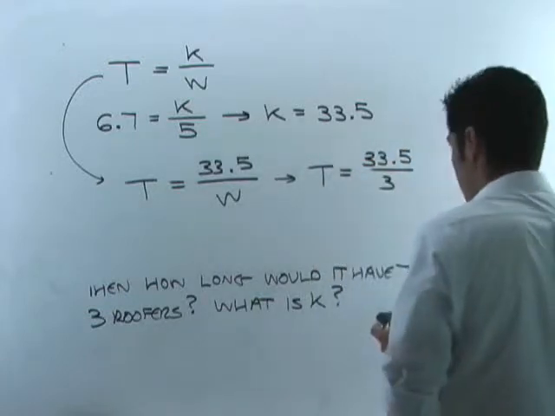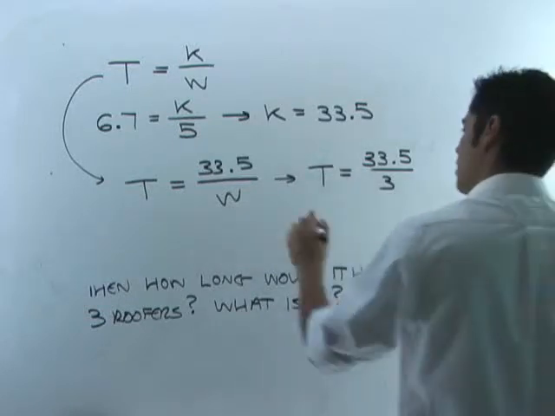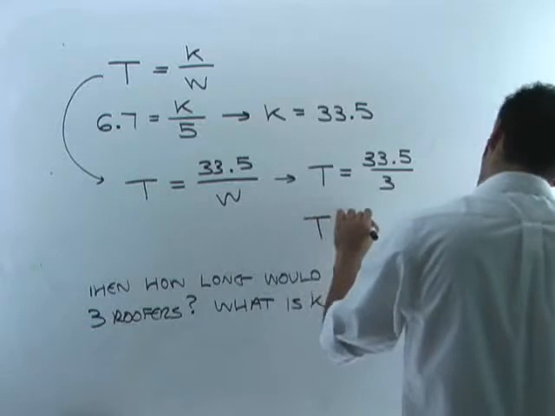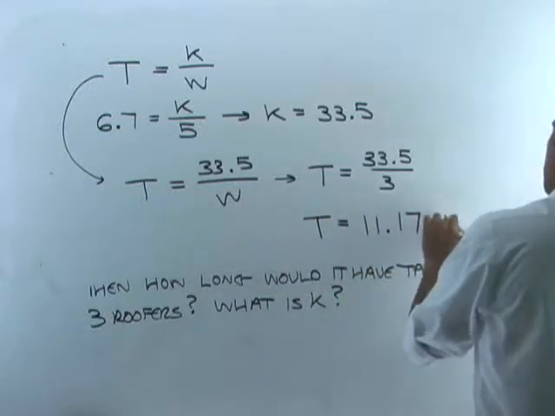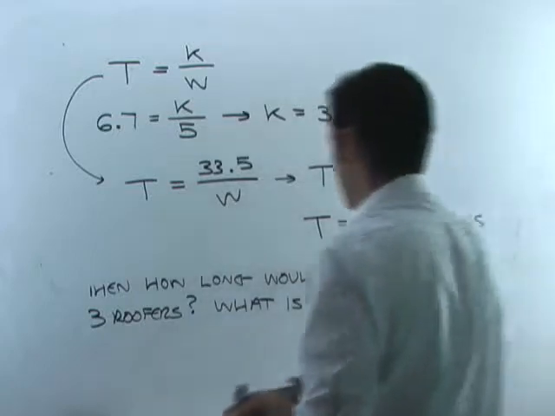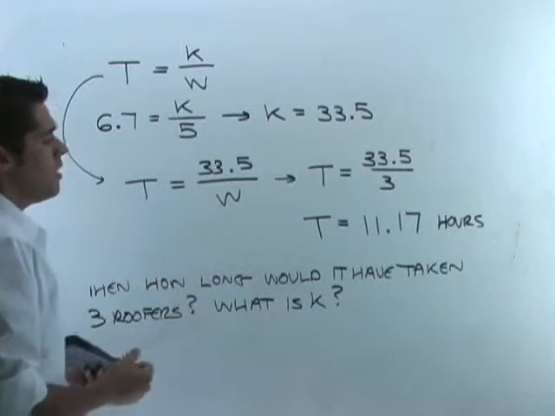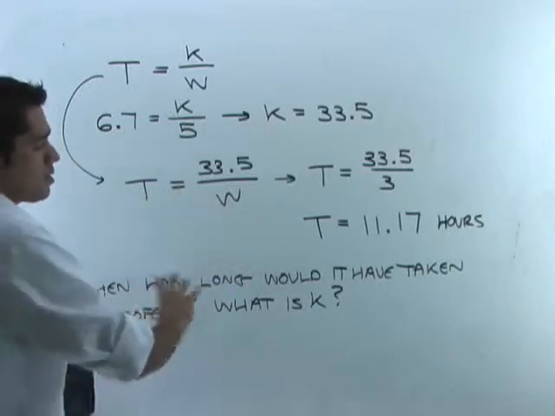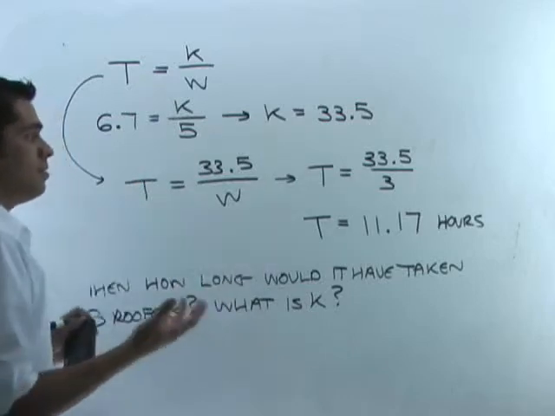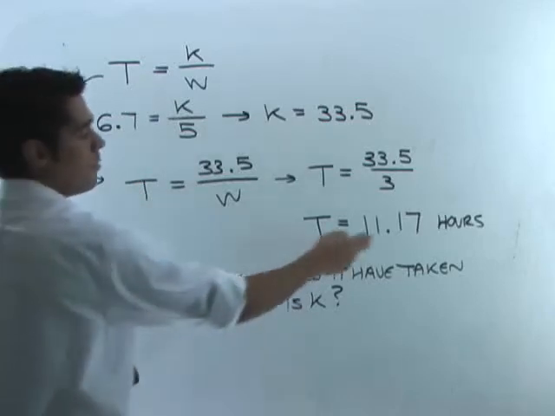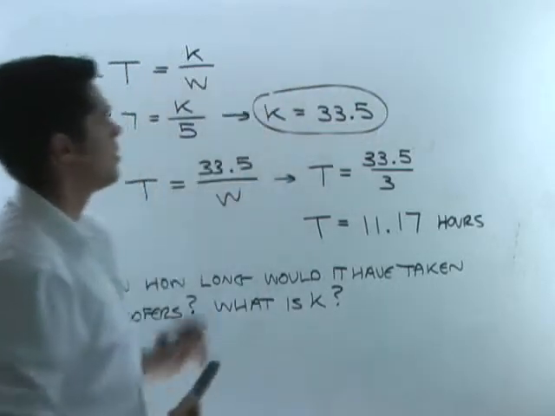So 33.5 divided by 3 gives us approximately, let's say, 11.17 hours. So you can see that we can use this relationship in the first piece of given information and the fact that we were told that it was inversely proportional to come up and determine how long it would have taken to do the job with less workers, 11.17 hours. And remember, our constant of variation was 33.5.